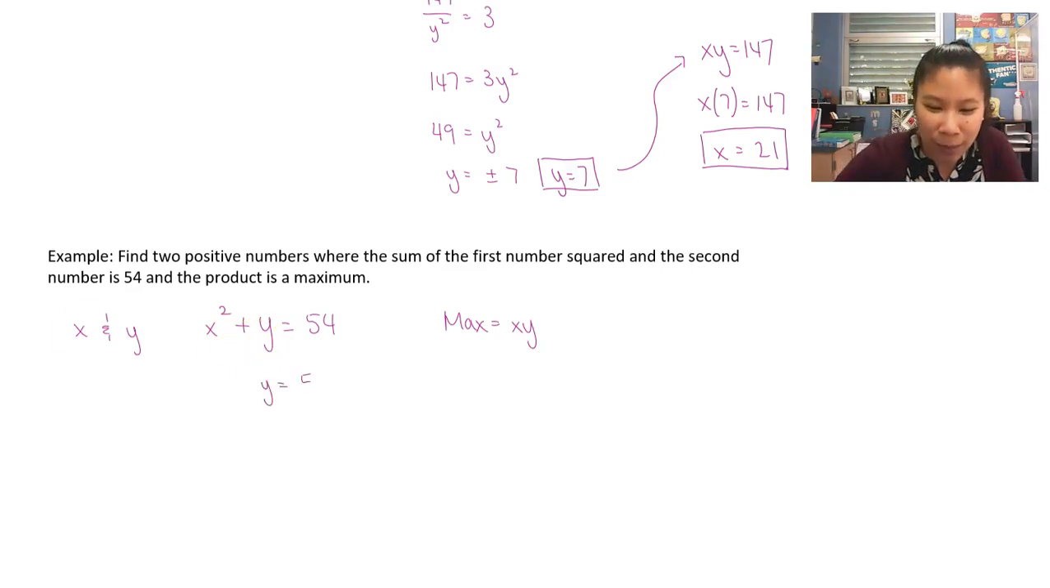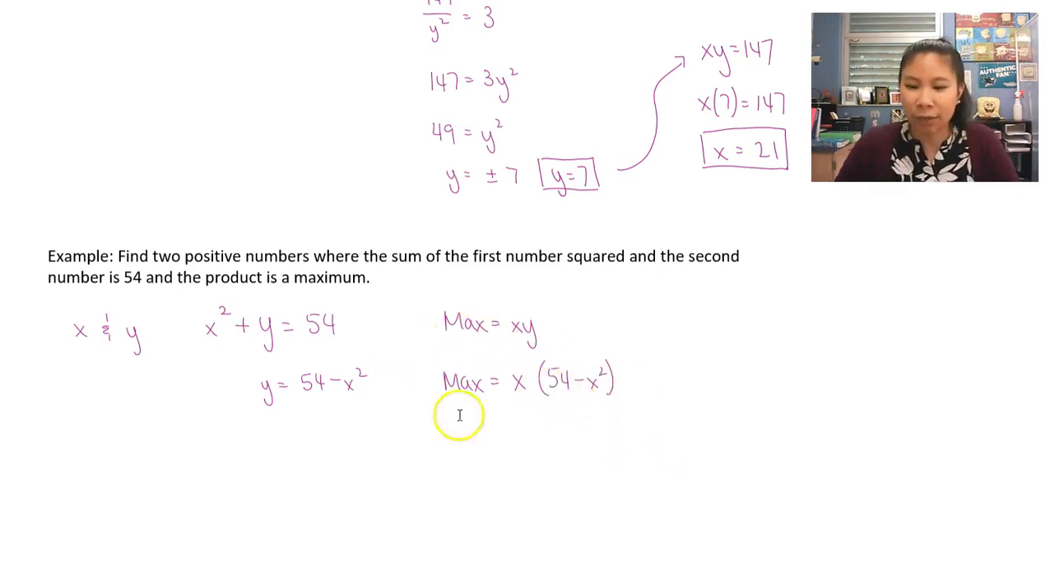I can subtract x squared from both sides. Okay, and then we're going to use this equation to plug in for y into my min-max equation. So plugging this in for y, I have x times, and instead of y, I'm writing 54 minus x squared. So notice how my maximizing equation now has just x as the variable, not x and y anymore. Okay, so we're going to find the derivative of this and then set it equal to 0, calculate our critical points. So before I find the derivative, I noticed I can use product rule here because I have x times some other stuff, but I think it's a little bit easier to actually distribute the x first and then use the power rule to find the derivative.